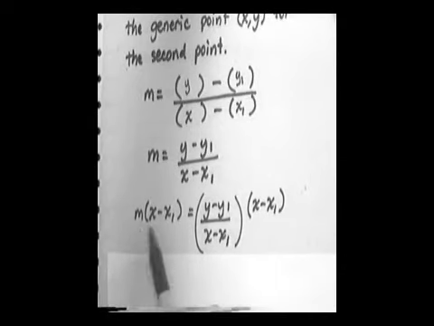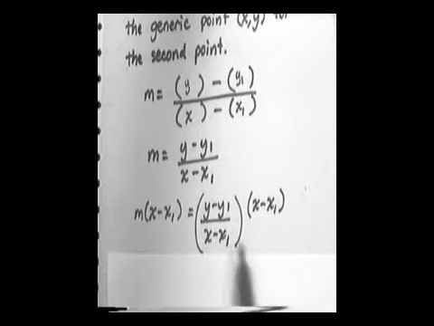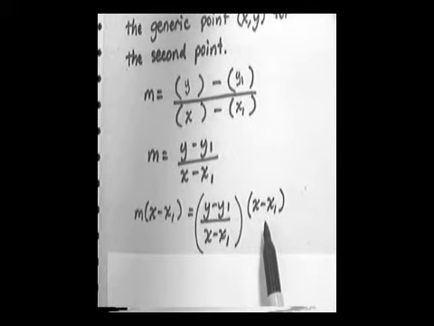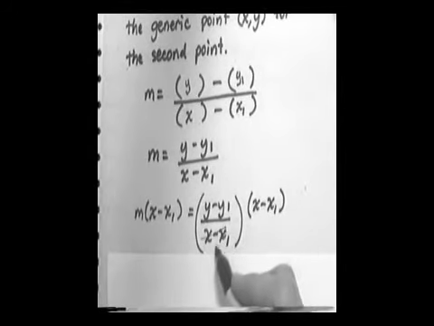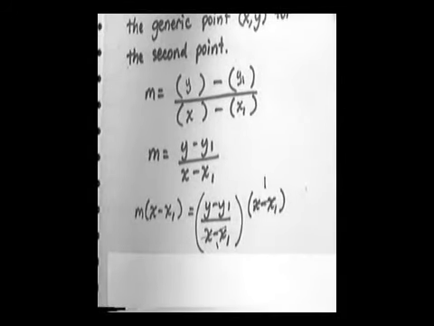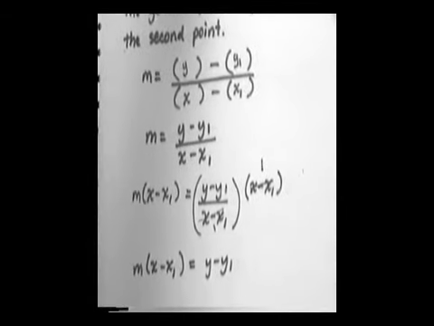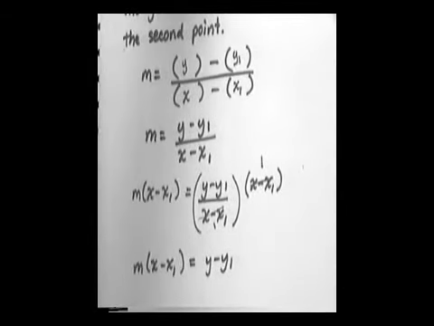This gives us m times x minus x1 equals the big fraction y minus y1 over x minus x1 times x minus x1. On the right-hand side, the x minus x1 cancels. And so we're left with m times x minus x1 is equal to y minus y1. This is a much better form.